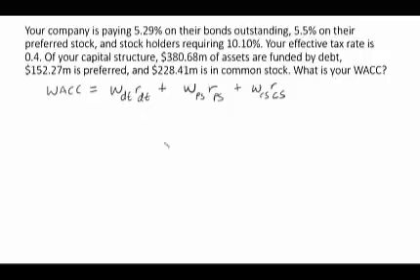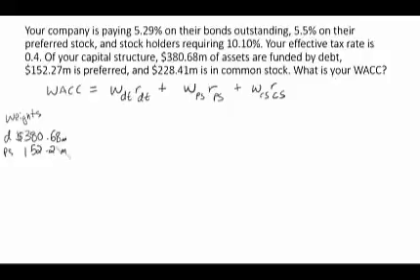Now, we're not explicitly given a whole lot of information here. The first thing that we need to do is work on our weights. Our weights are given by the amounts here, the total amount of assets that we have. So our debt assets are 380.68 million. We have the preferred at 152.27 million. And then we have common stock at 228.41 million.